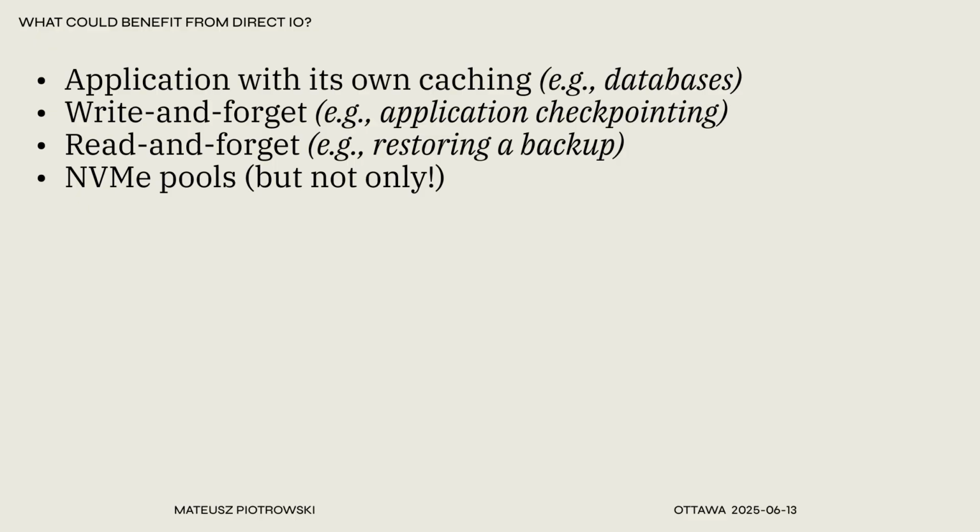When it comes to what benefits from direct I/O, there are a couple of things. Some examples are applications with their own caching, like databases. Having multiple caching layers that are not aware of each other may lead to problems. So disabling caching when you have a database with its own cache may lead to performance gains.